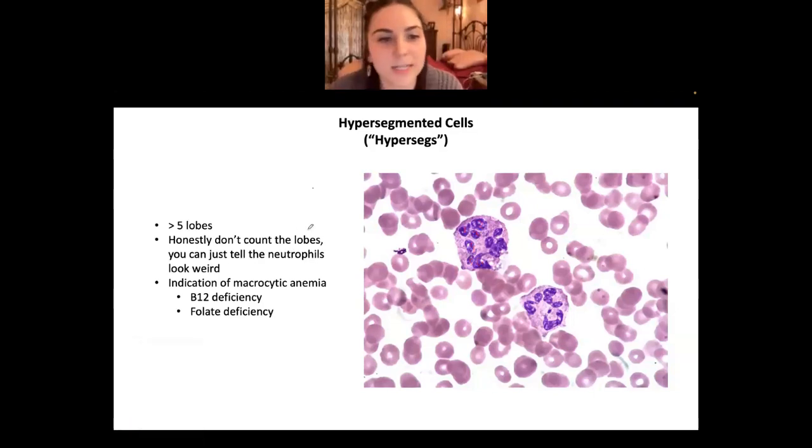Don't count the lobes, like I say here. You can just look at this and be like, that does not look like a neutrophil. That's a weird looking cell. This is what is going to be really important for hem-onc next year. If you have hypersegs, this is an indication of a macrocytic anemia, which means nothing to you guys right now, but this is what they look for to diagnose a macrocytic anemia, which is like a B12 deficiency or folate deficiency. I think you guys did talk about this with vitamins in GI block. So this is what you're going to be looking for.